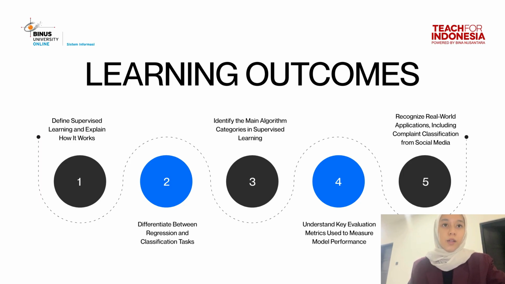Now, let's begin with the learning outcomes of this presentation. By the end of this presentation, we will be able to: first, define supervised learning and explain how it works; second, differentiate between regression and classification tasks; third, identify the main algorithm categories in supervised learning; fourth, understand key evaluation metrics used to measure model performance; and the last, fifth, recognize real-world applications, including complaint classification from social media.